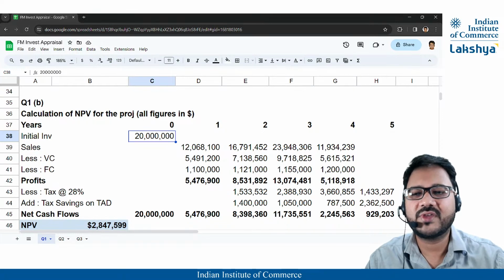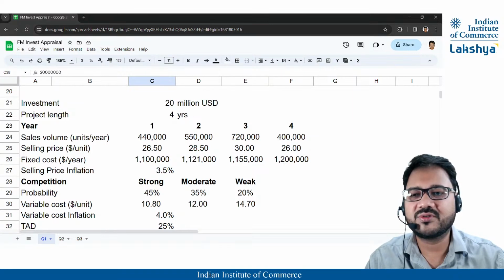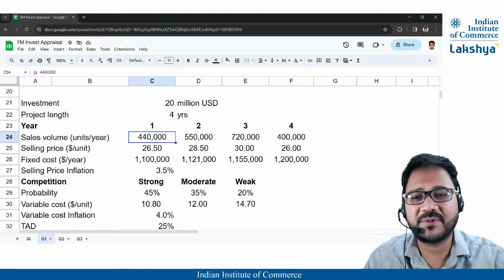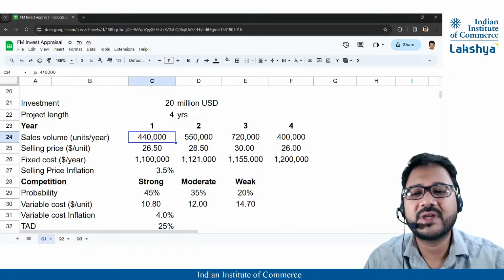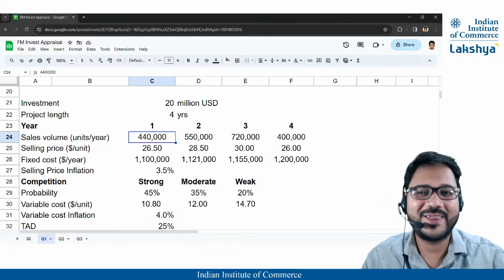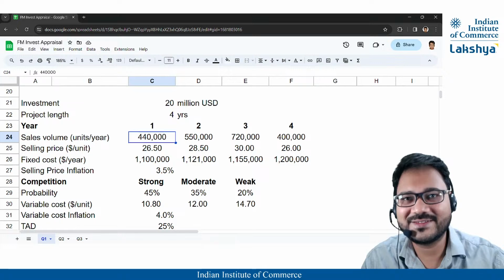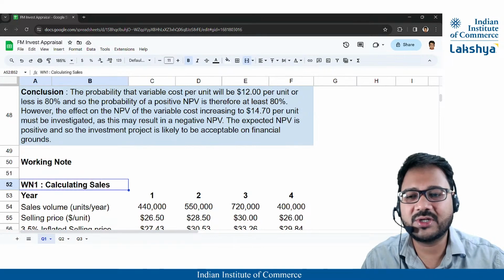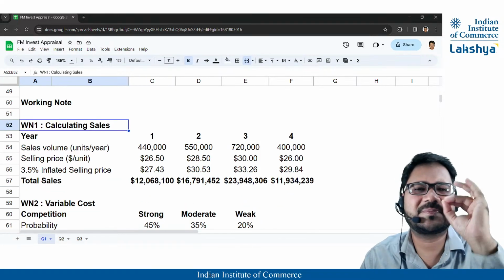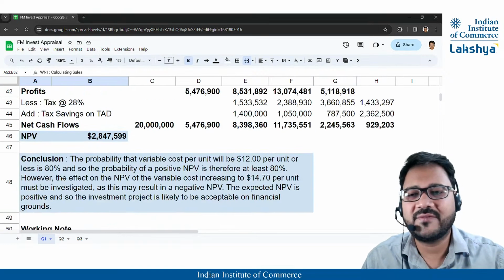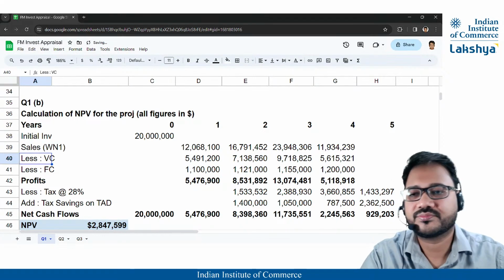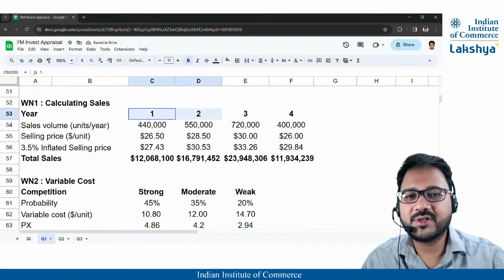And then sales. Sales has not been given to us directly. We have sales volume and we have selling price. We can just multiply the two and get our sales. However, there is inflation, correct? See how the disclosures are made. Working note number one, calculating sales. Very crisp, clear headings have been given. In fact, over here you can write sales are from WN1. So year 1, 2, 3, 4.